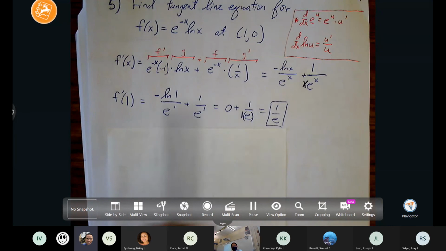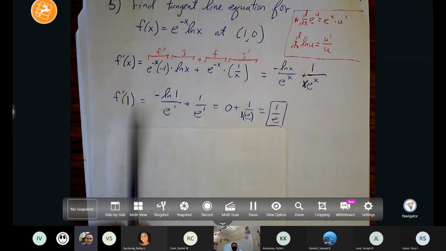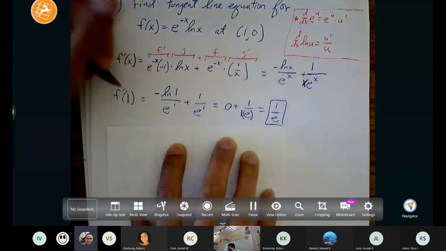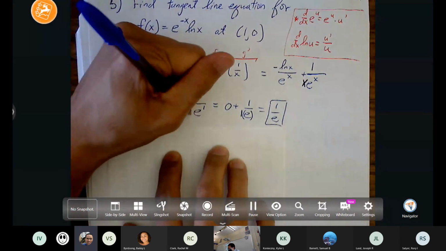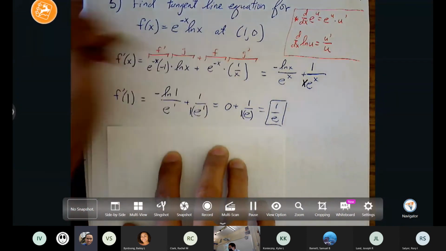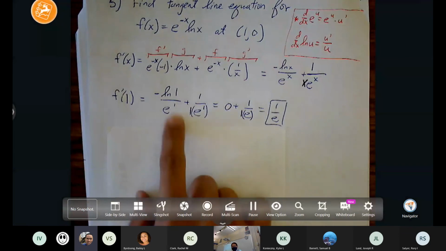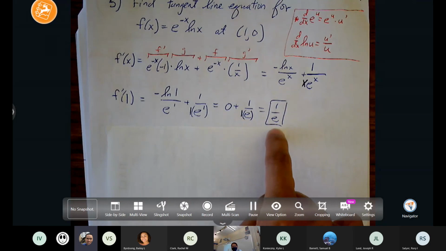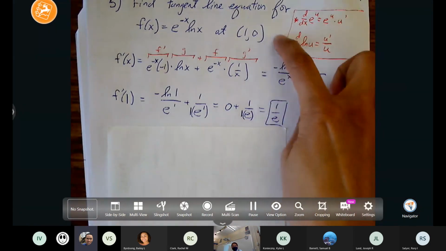Okay, so I have my derivative. Replace my x values with 1. Natural log of 1 is 0. 0 over e is just 0. 0 plus 1 over e is 1 over e. So there's my slope. Got my ordered pair, my slope.